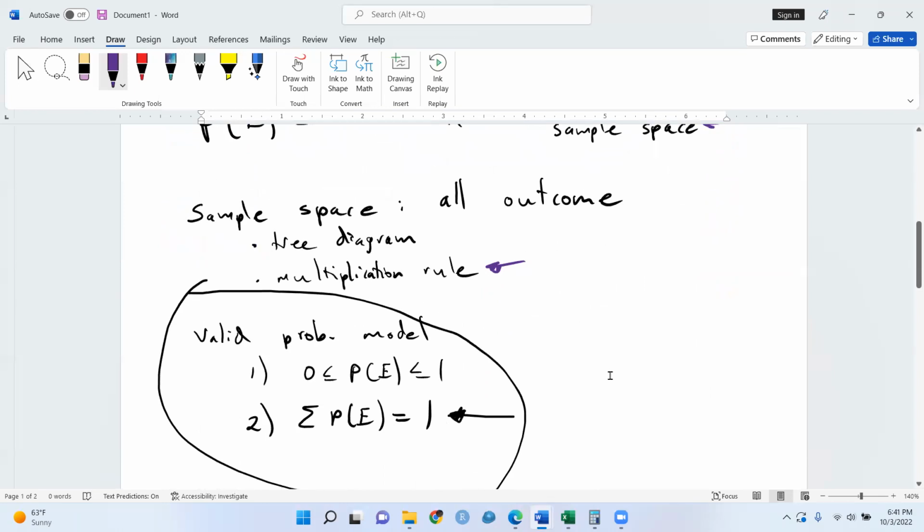You need to have each individual probability be a number between 0 and 1. And then you've got to have the sum of all those probabilities add up to 1. Super important point. If that doesn't happen, then something's wrong, and none of the theory we talk about applies.